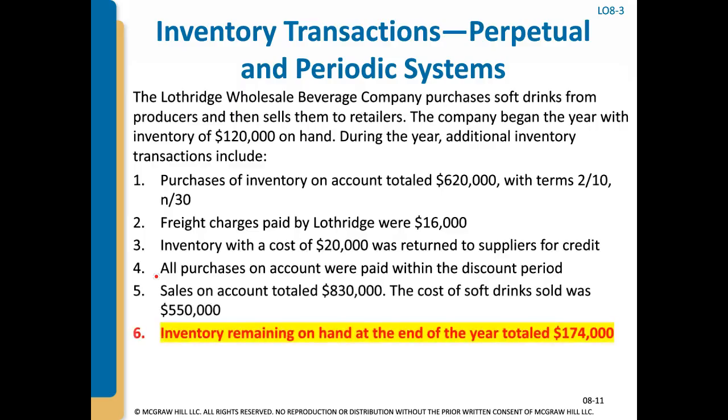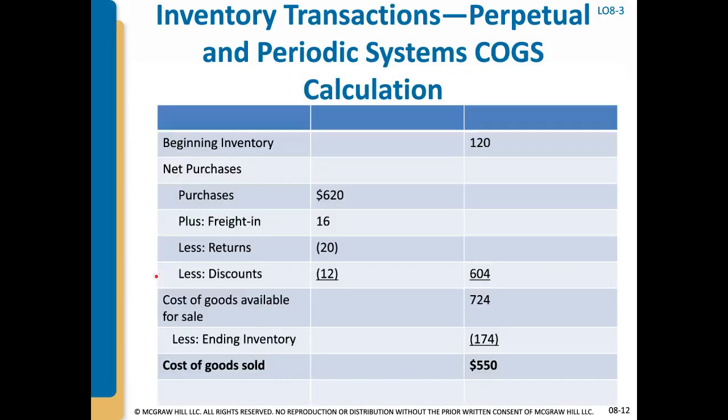And then number 6, it tells us that the inventory remaining on hand at the end of the year was $174,000. Okay, so you'll see why we need that. For the periodic inventory system, we have to calculate the cost of goods sold at the end of the period, versus for the perpetual, it was given to us.